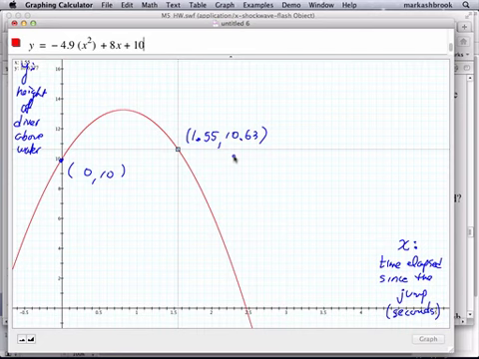Well said. Okay? What about this? So we got a key point down here. What's that? Is it the X or Y value when he hits the water? The Y value is 0.